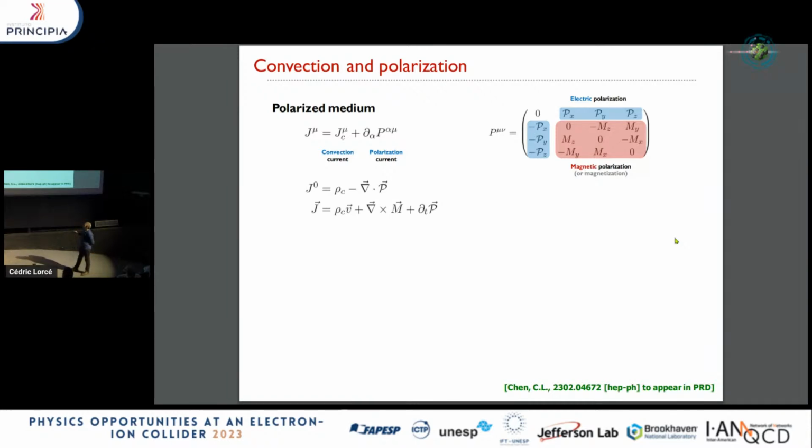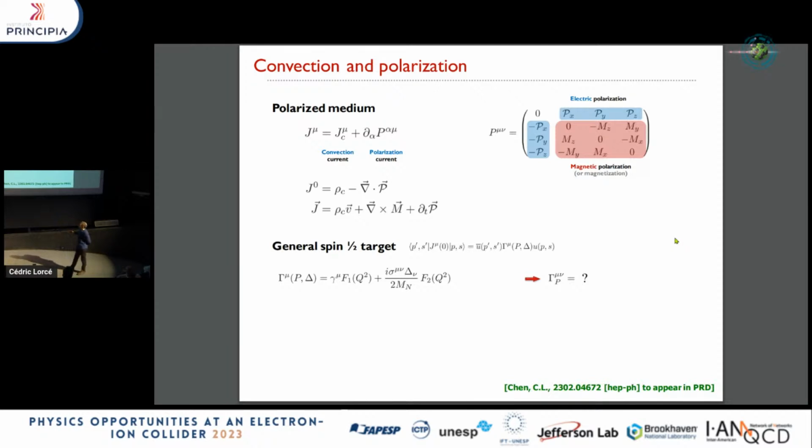And if you look at the charge density, you have a contribution from the convection and the divergence of the electric polarization. If you look at the current, you have more contributions. Just like you can combine electric field and magnetic field in a rank 2 tensor, you can combine the electric and magnetic polarization into a rank 2 tensor. This is the magnetization polarization tensor, which is here. And so we can try to match this kind of decomposition with our parametrization.